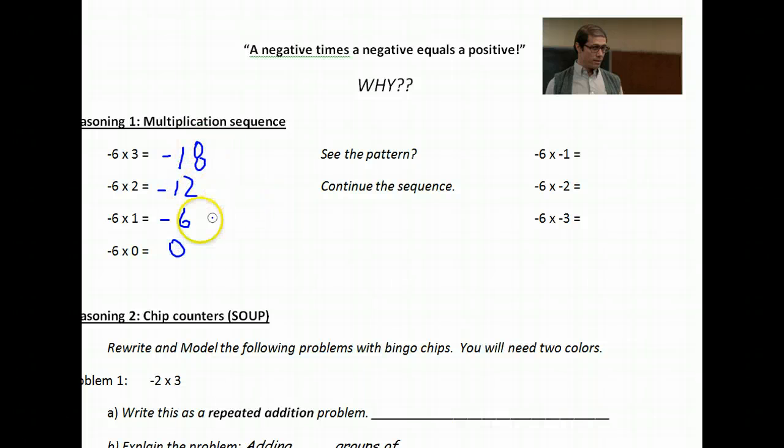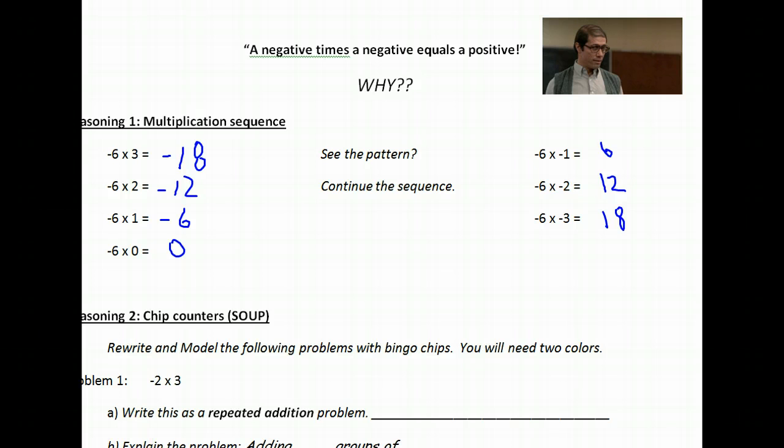Each time we're adding 6. So negative 18 plus 6, negative 12. Negative 12 plus 6, negative 6, plus 6. If we keep on adding 6, we start getting into positives. We keep that sequence going. So the sequence is one way to justify that a negative times a negative equals a positive, because math follows patterns. So there's the pattern.